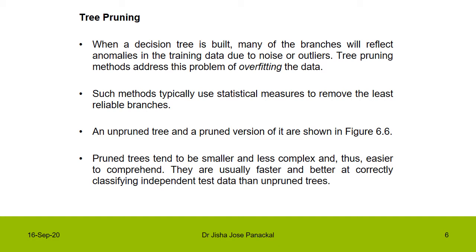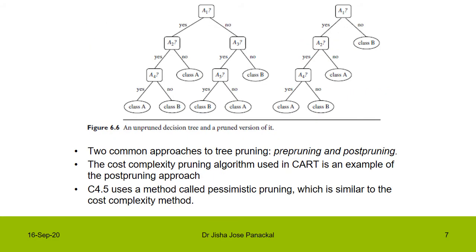An unpruned tree and a pruned version of it are shown in the figure in the next slide. Pruned trees tend to be smaller and less complex and thus easier to comprehend. They are usually faster and better at correctly classifying independent test data than unpruned trees. This is an example for tree pruning. An unpruned decision tree is represented on the left side, and the pruned version is also represented here.